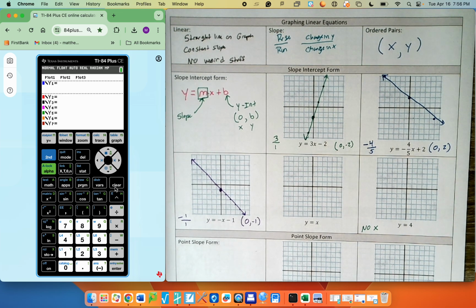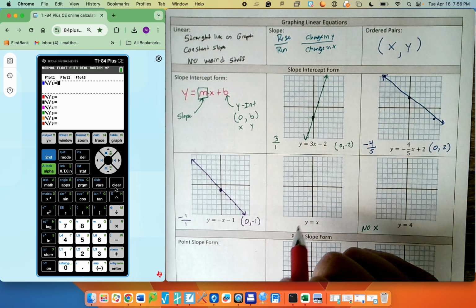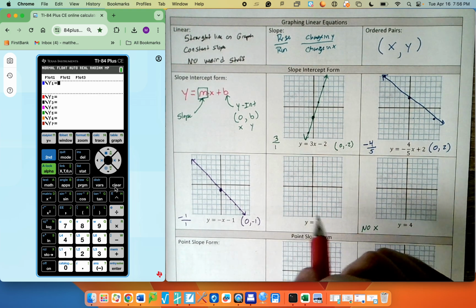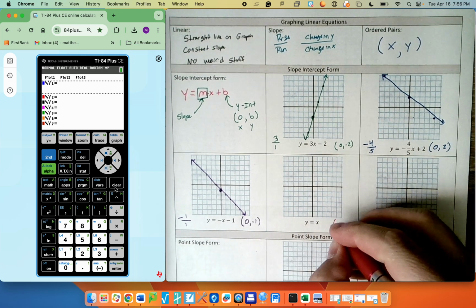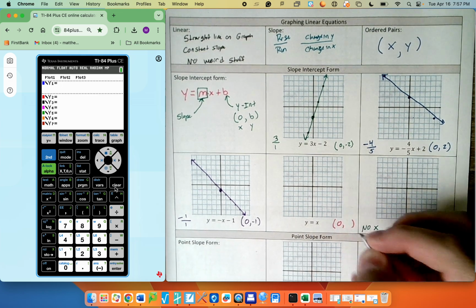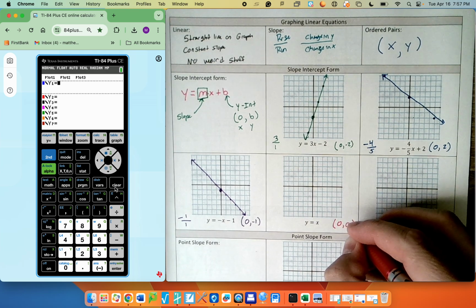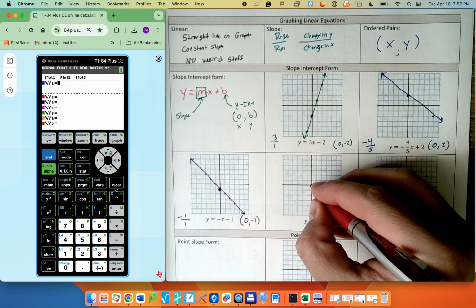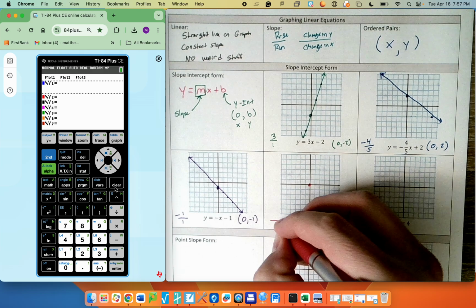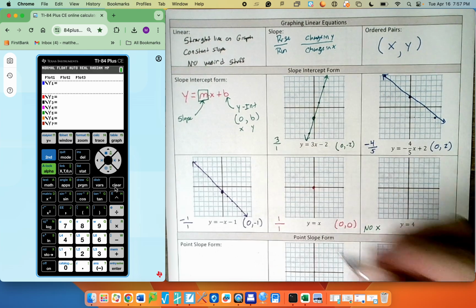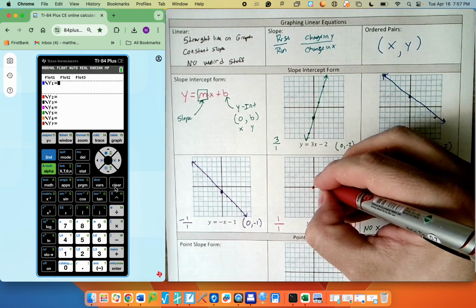This middle one right here is known to a lot of math people as the parent function. This is where all linear forms start, very basic. Our y-intercept is 0. We start right in the center. Then we have the most basic of slopes, that 1/1.